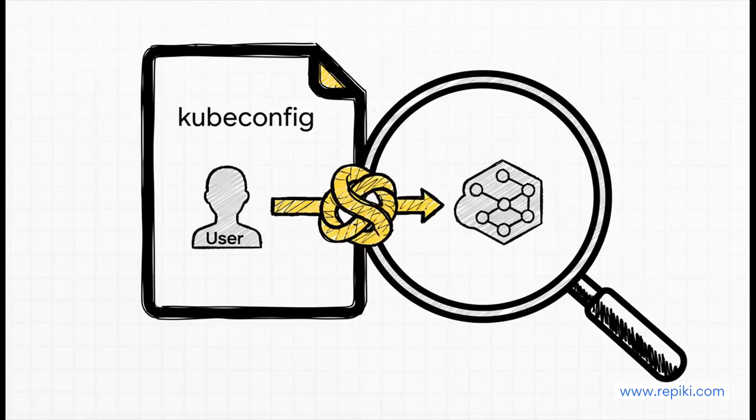And finally, we get to the most important piece of the puzzle, contexts. A context is the glue that holds it all together. It's just a named shortcut that links a specific user to a specific cluster. This is the magic that lets you type one simple command and instantly switch from controlling your local dev box to the team staging environment.